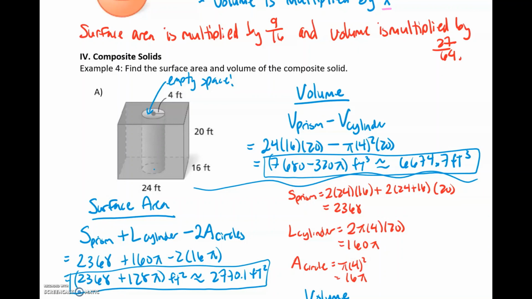So remember, there are also other plans you could write here. You don't have to do prism minus cylinder plus prism plus cylinder minus 2 circles. You could do lateral area of the prism plus 2 squares minus 2 circles plus lateral area of the cylinder. So there are different ways to write your plan, but what's important is you get the same final answer. So we should get 2,770.1 square feet. And if you look here in red, I have each of my components: the surface area of the prism, the lateral area of the cylinder, the area of the circle. So you want to make sure you're still using those familiar formulas correctly.